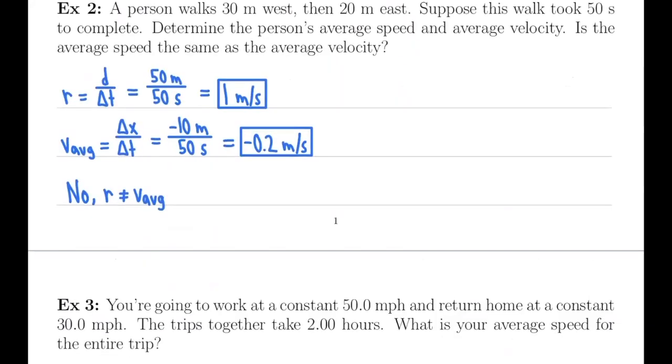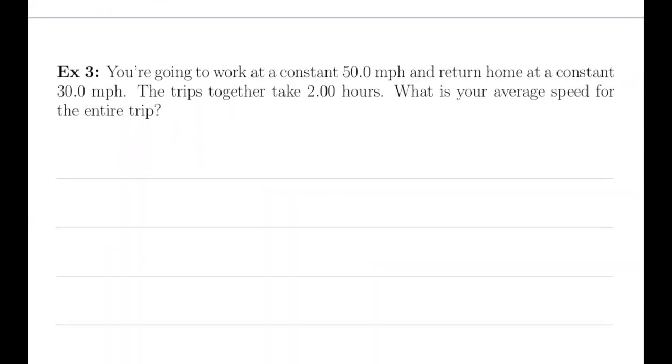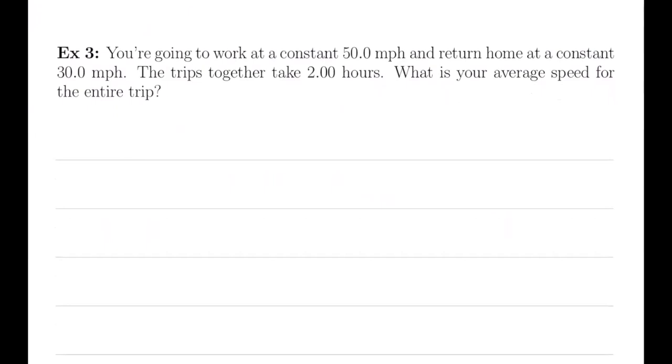So let's do another example. You're going to work at a constant 50 miles per hour and return home at a constant 30 miles per hour. The trips together take 2 hours. What is your average speed for the entire trip?